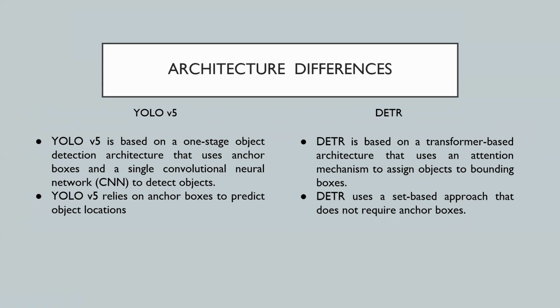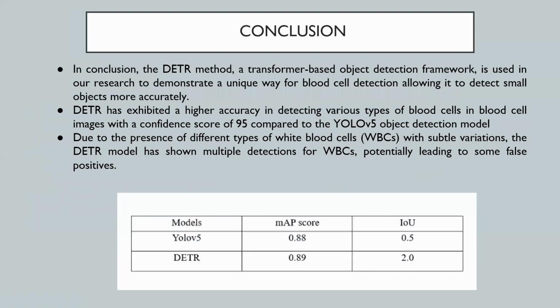Another significant distinction between the two models, that is YOLO V5 and DETR, is their respective training approaches. YOLO V5 employs a supervised training strategy that involves anchor-based object localization and classification losses. In contrast, DETR utilizes a fully supervised training approach specifically designed for transformer-based object detection, which includes a combination of focal loss, dice loss, and Hungarian loss.